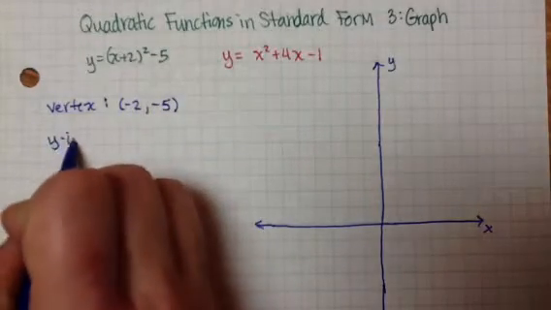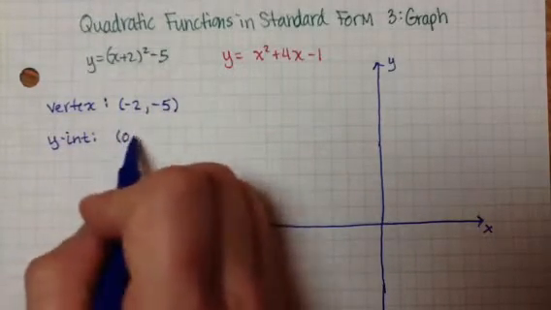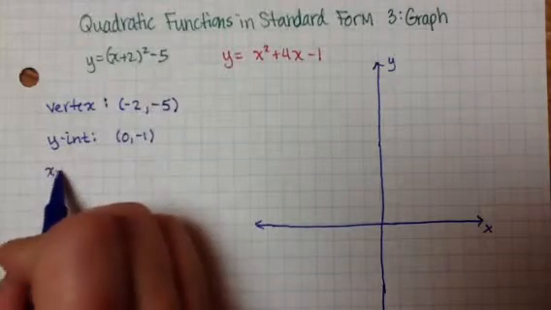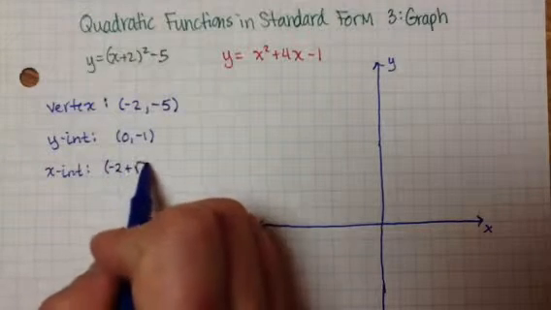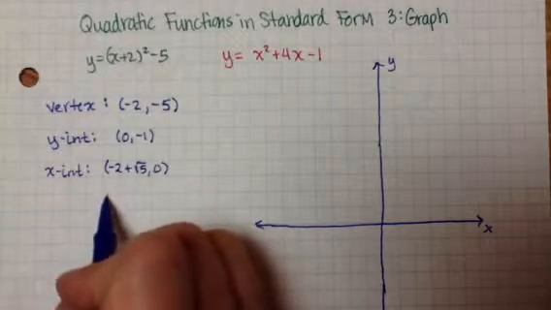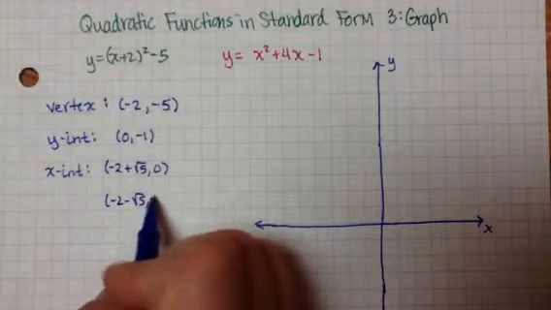The vertex that we found was at (-2, -5). The y-intercept was at (0, -1), and the x-intercepts were at (-2 plus the square root of 5, 0) and (-2 minus the square root of 5, 0).